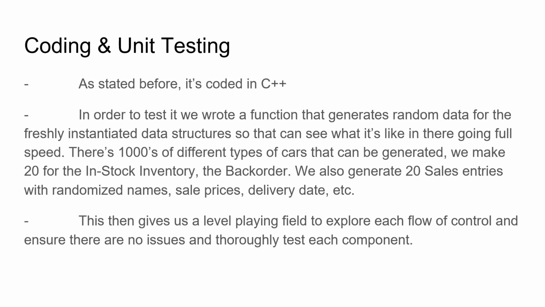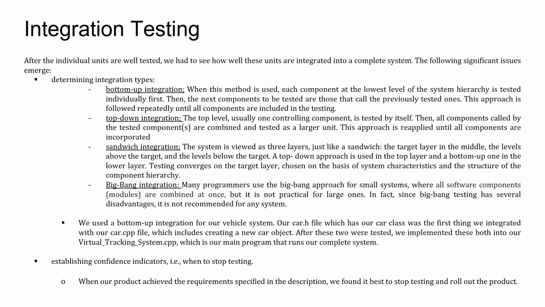So we just create a bunch because it's very tedious and slow to manually enter a bunch of cars. And if we just have the computer make a bunch for us, then we can see what a real live version of the program would look like in action, and how we could print the list and just see the whole thing in action, essentially. This gives us a level playing field in order to explore all these flows of control and ensure there's no issues, and we can thoroughly test each given component.